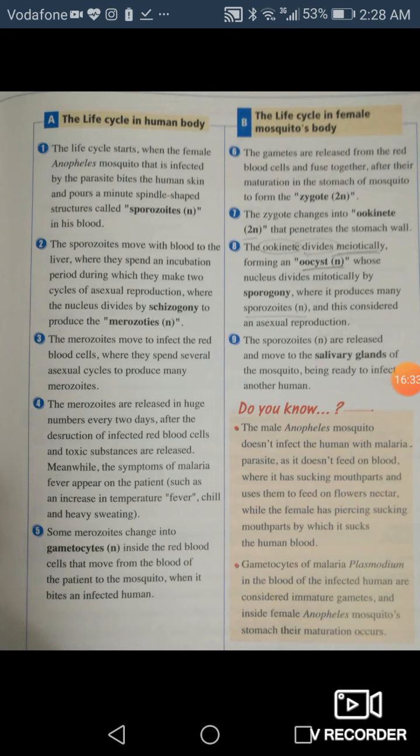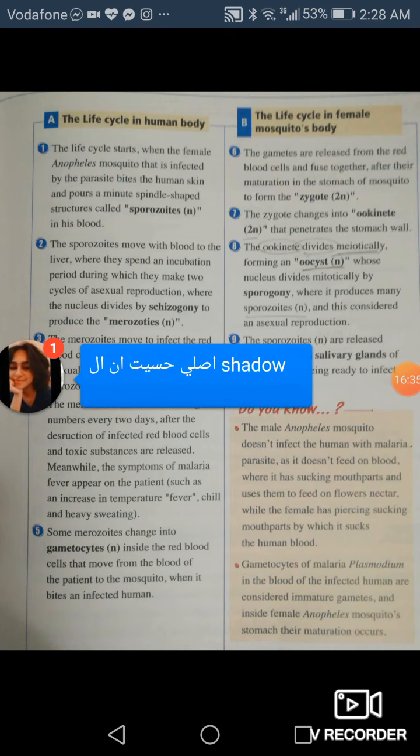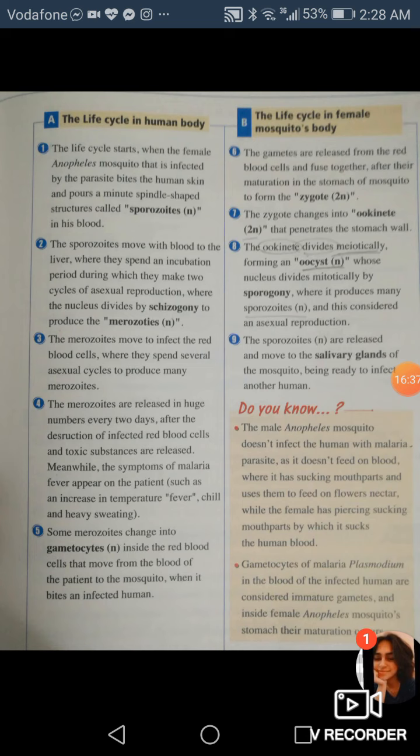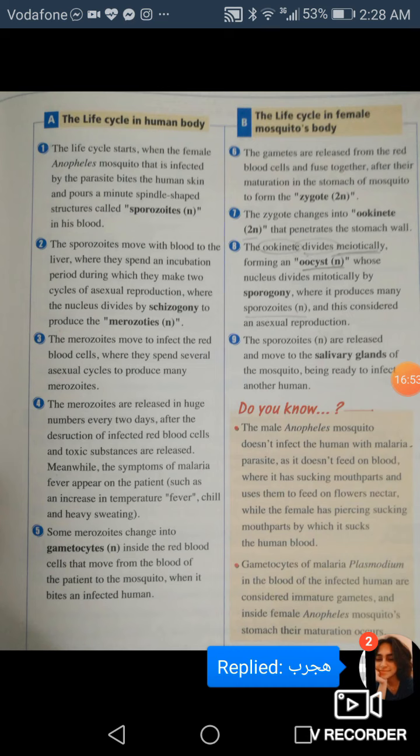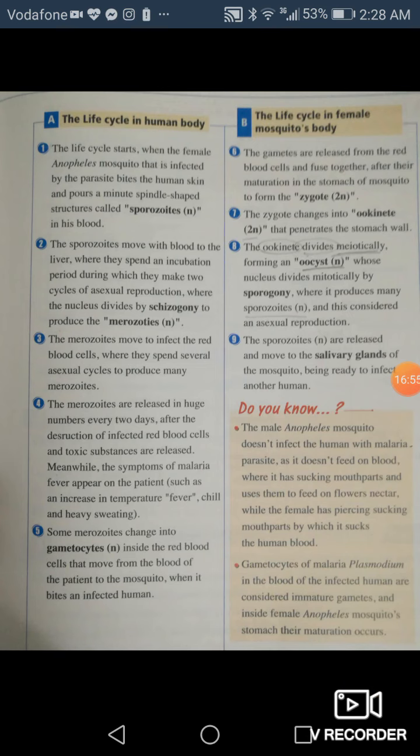At the end, we have "Do you know?" Can you see this part? In the "Do you know?", the male Anopheles mosquito doesn't infect the human with the malaria parasite, as it doesn't feed on blood. It has sucking mouth parts and uses them to feed on flower nectar, while the female has piercing mouth parts by which it sucks human blood.